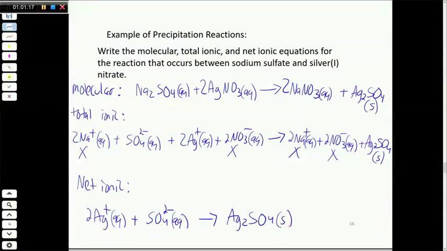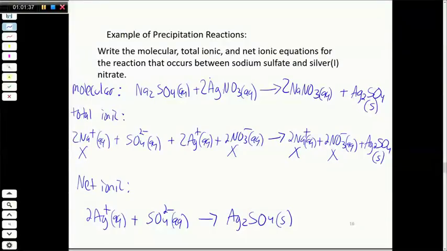So a lot of similarities to the last one, but just another way to practice this from start to finish. So learn how to do these. We don't often ask about total ionic equations, but sometimes we do. The most common ones are molecular and net ionics. You have to be able to progress through and get those different forms of these ionic equations.